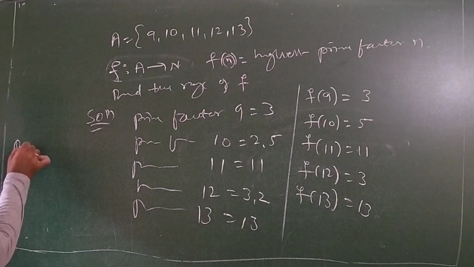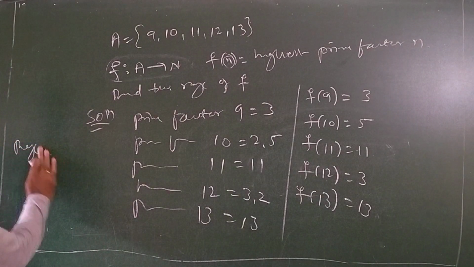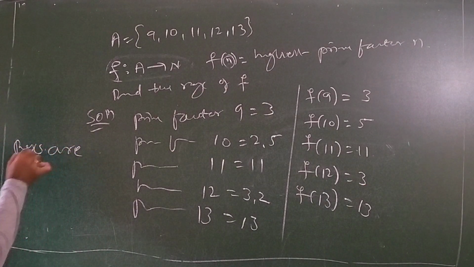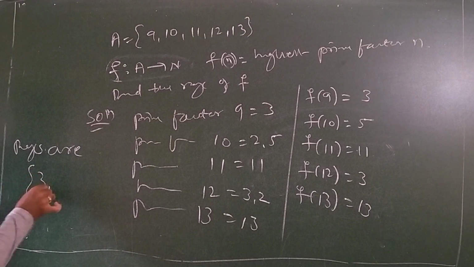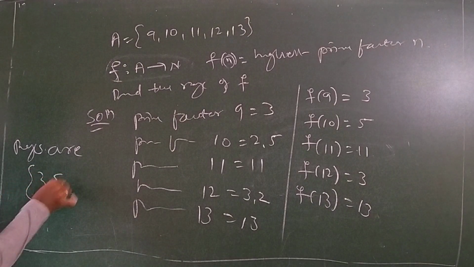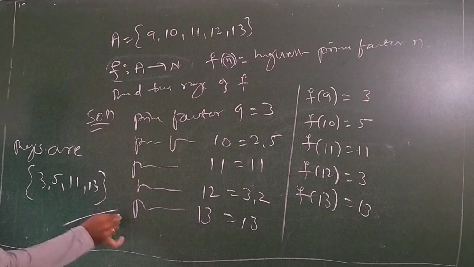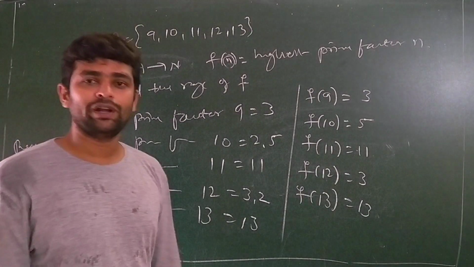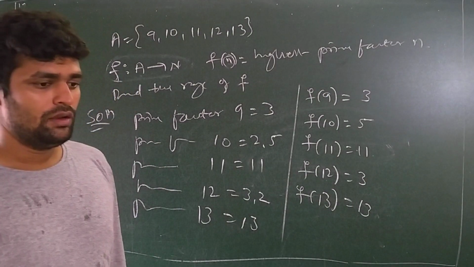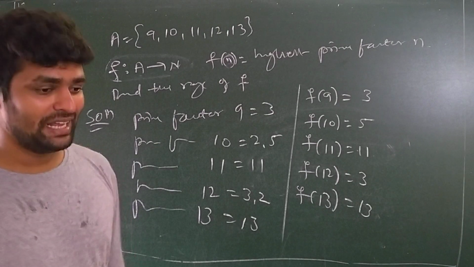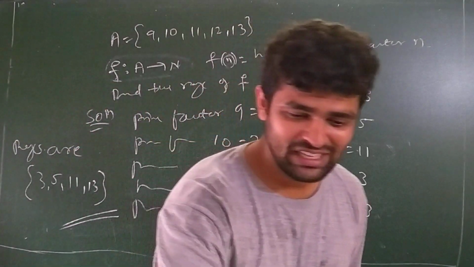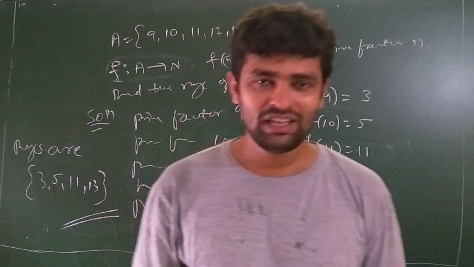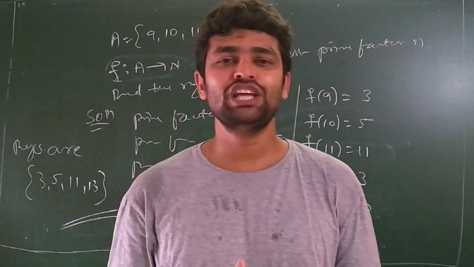My range is {3, 5, 11, 13}. That is the end of this chapter. What is the domain? The domain is 9, 10, 11, 12, 13, the set A. Is it okay? Right? So this completes your relations and functions.